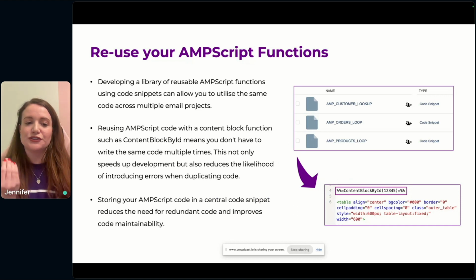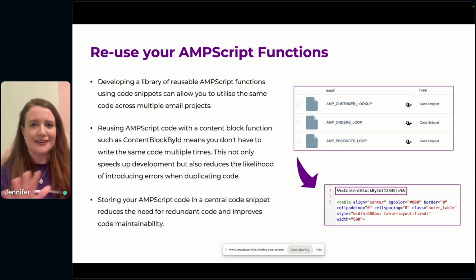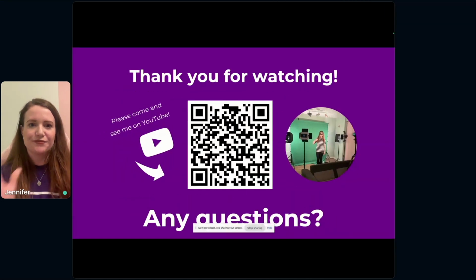And storing your AMPScript code in a central code snippet reduces the need for redundant code and improves code maintainability. So it's much easier to make a change or do some maintenance in one place than about 60 different emails. So I would always urge you, create a library if you've got functions or things that you're going to use quite a lot. Create a library of code snippets and utilize that library. It can really, really help speed up your time.